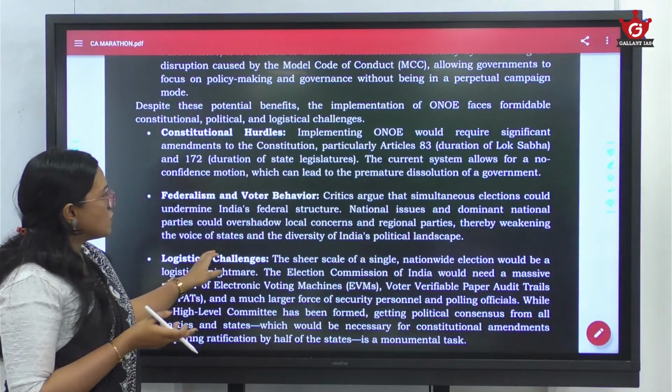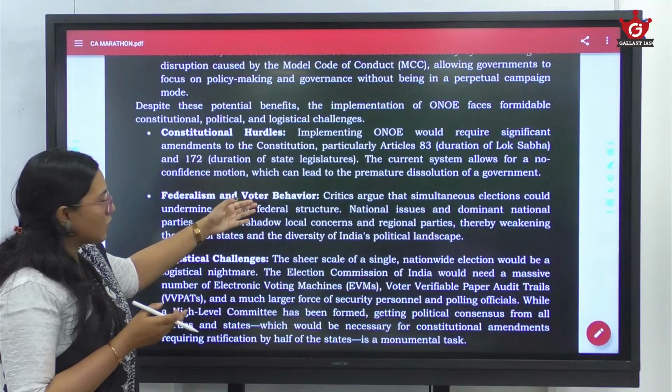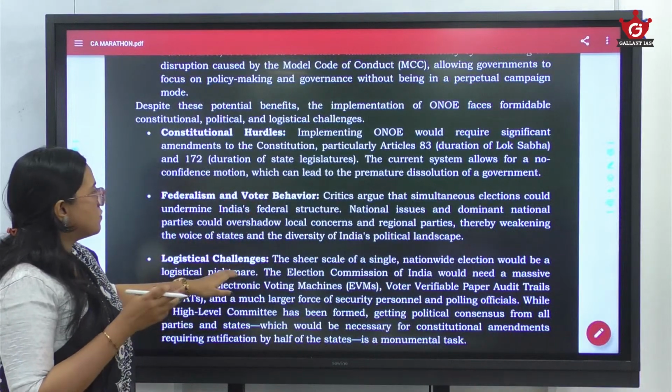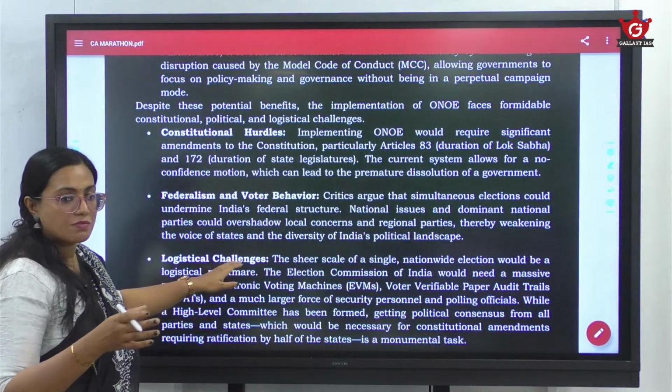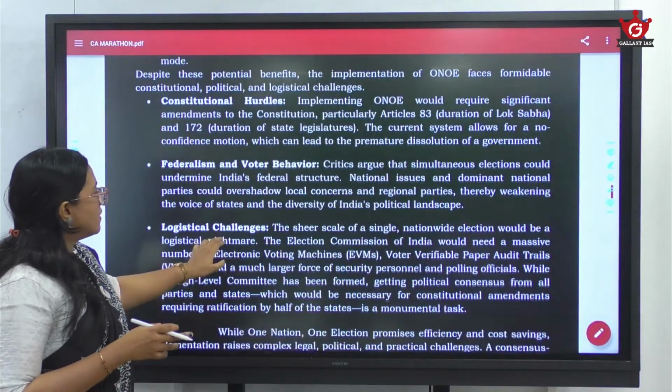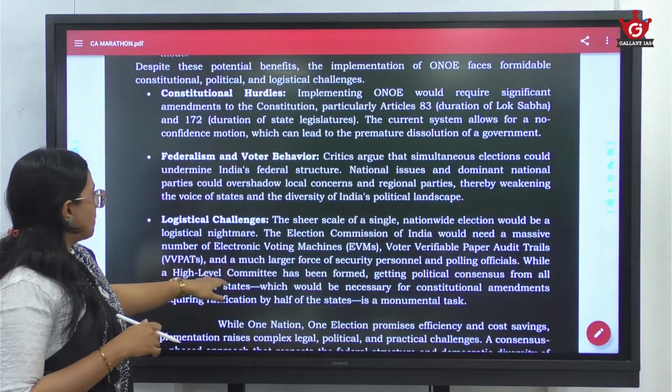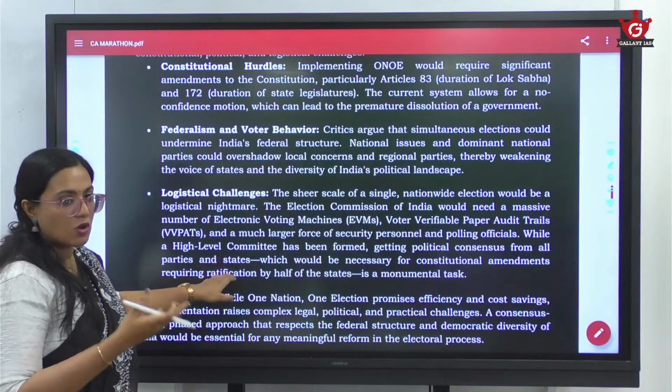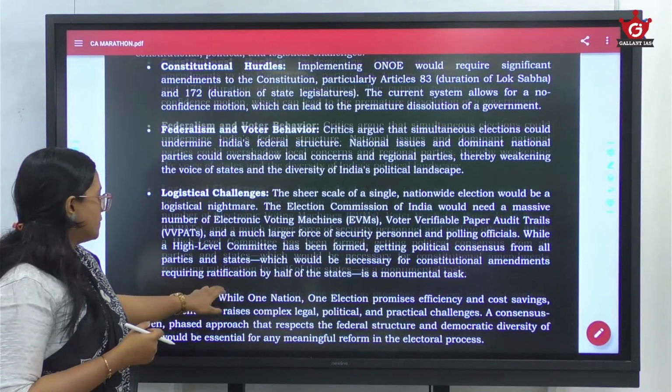So, what are the constitutional hurdles? It requires amendments to the constitution, which actually requires some ratification by the states also, for some of the articles. Federalism and voter behavior. Then logistic challenges. One is, it is costly.